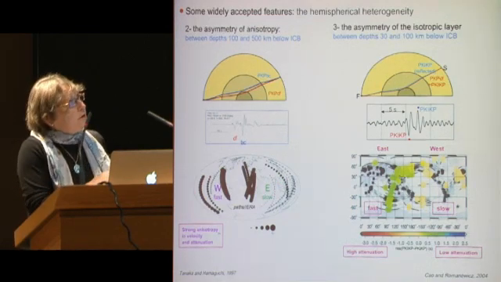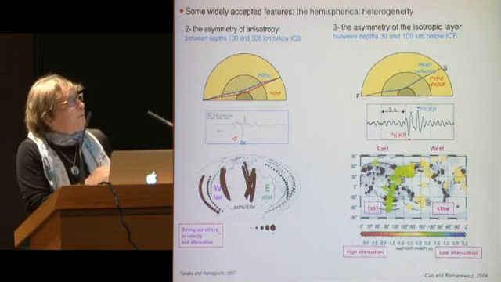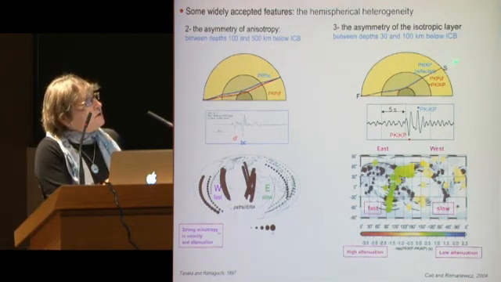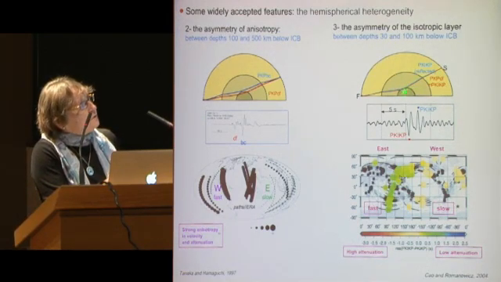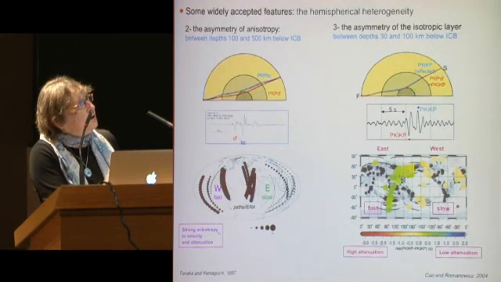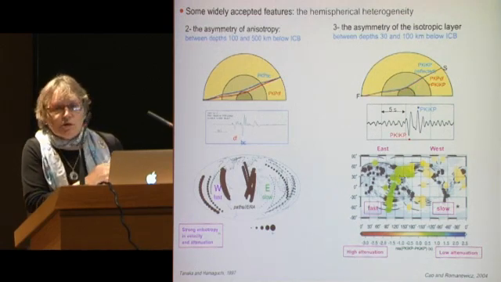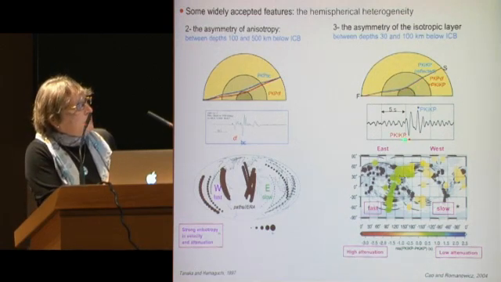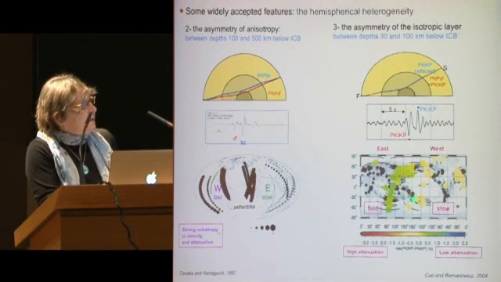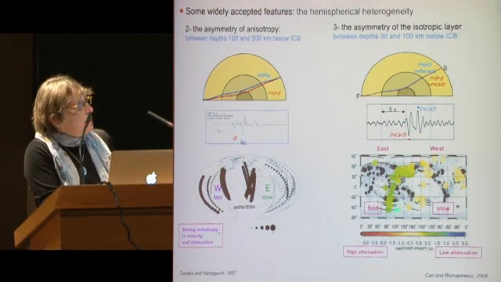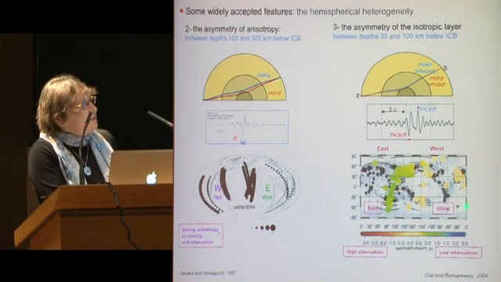Now, if we look at the isotropic layer, it's studied thanks to the differential travel times and amplitudes of, again, this PKPdf phase, which turns inside the inner core, and this PKiKP reflected phase at the top of the inner core. These two phases you may see here. And here you see that the Eastern Hemisphere is fast, and the Western Hemisphere is slow.